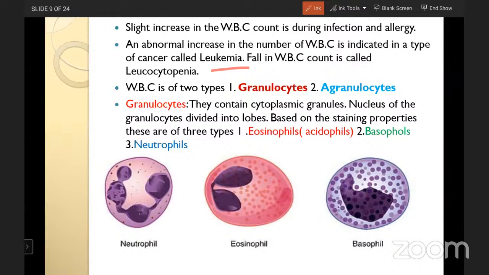Fall in WBC count is called leukocytopenia. If it is increased, leukemia. If it is decreased, leukocytopenia.